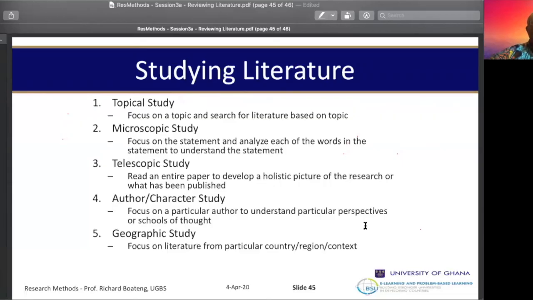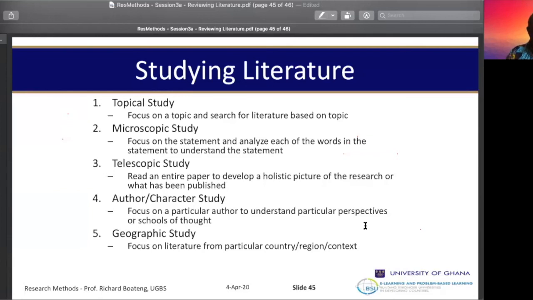Last week, I told you that when you download the papers, you can look at the abstract. Usually, when you look at the abstract alone, you are doing a telescopic study, where you are looking to get a holistic picture of the paper that has been published. You can look at the abstract, or you can just skim through without reading any particular section in detail, to get an idea of what has been shared in the paper.